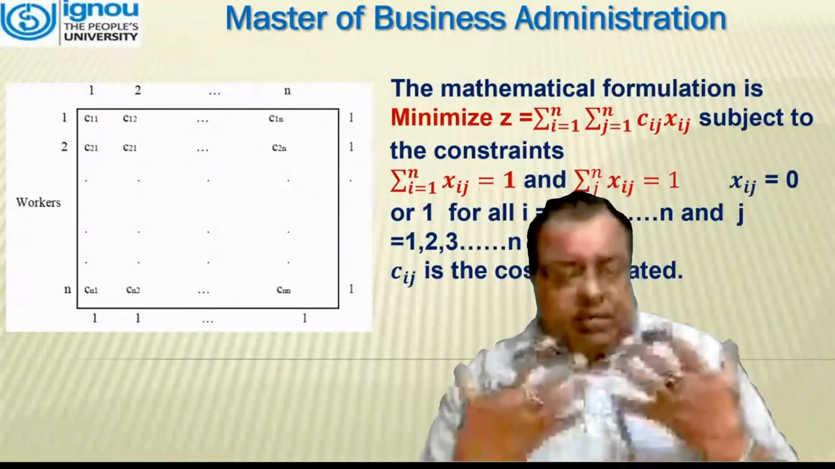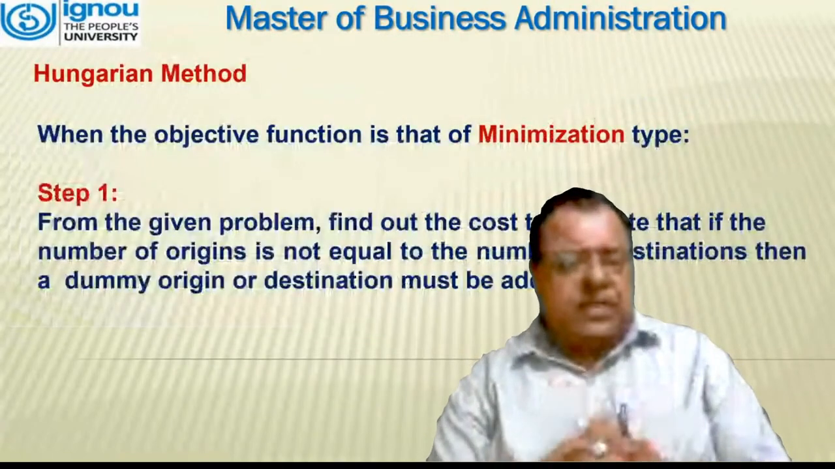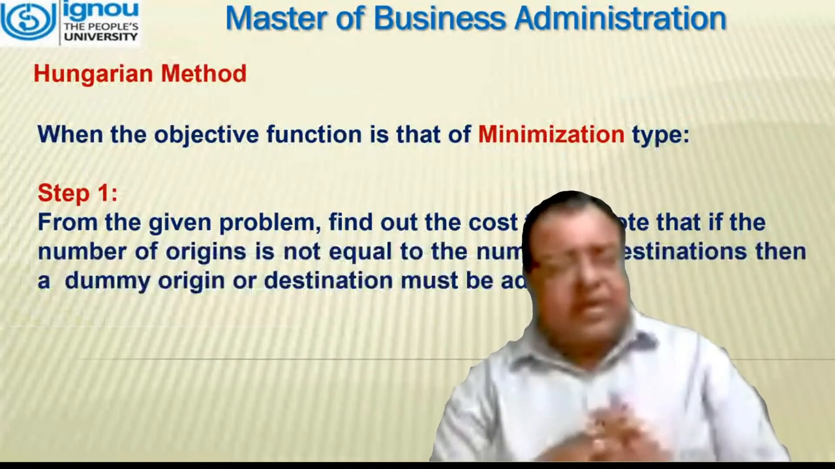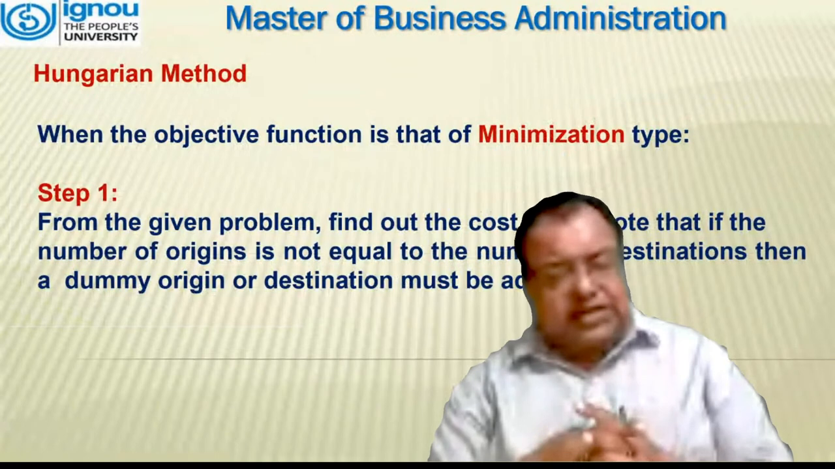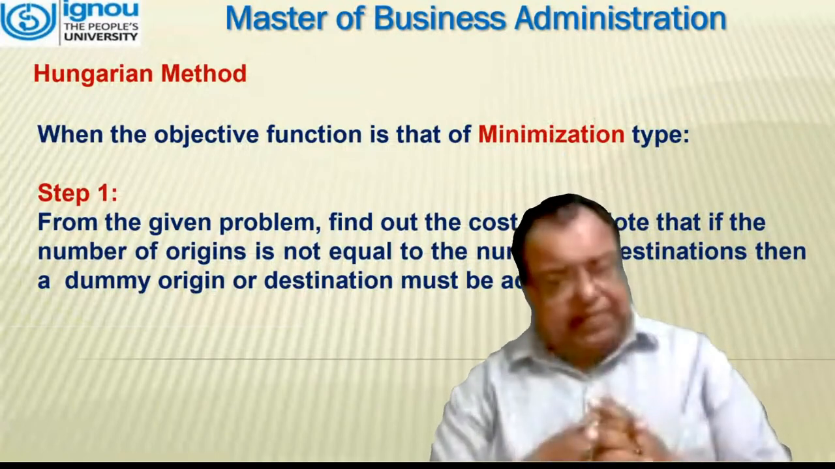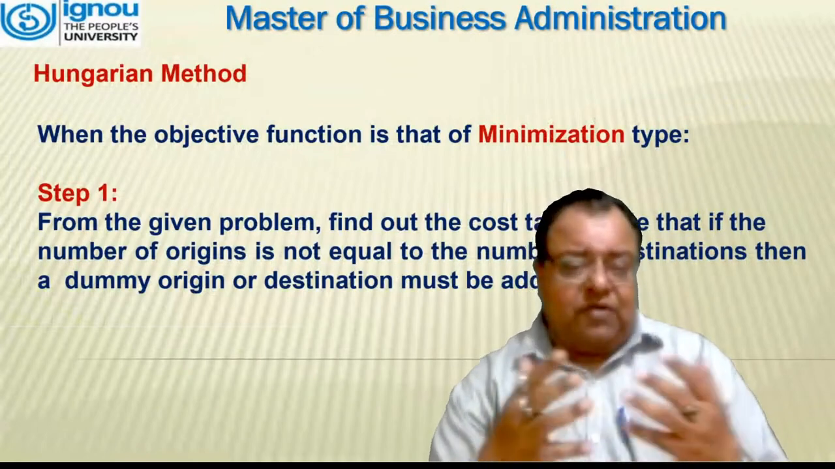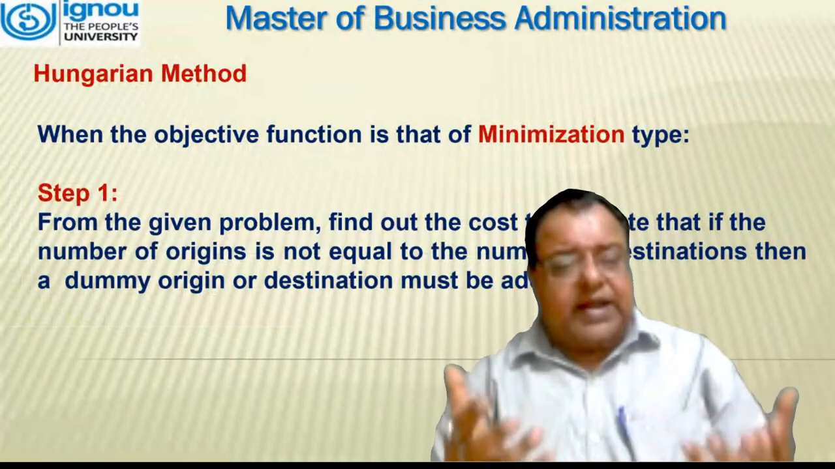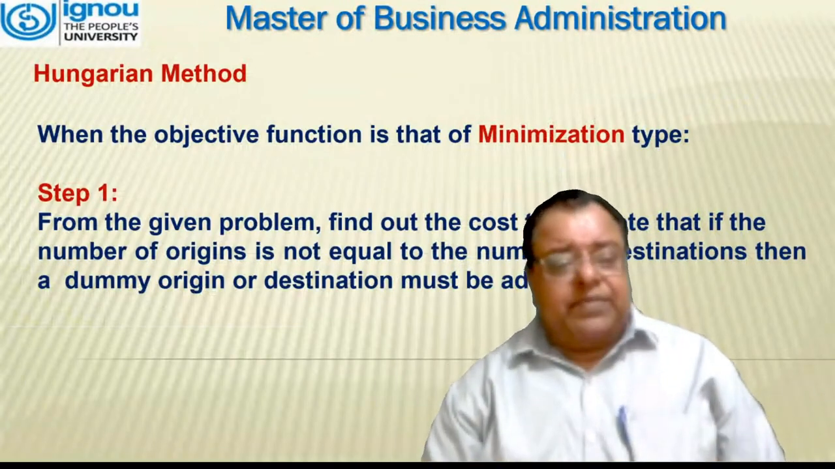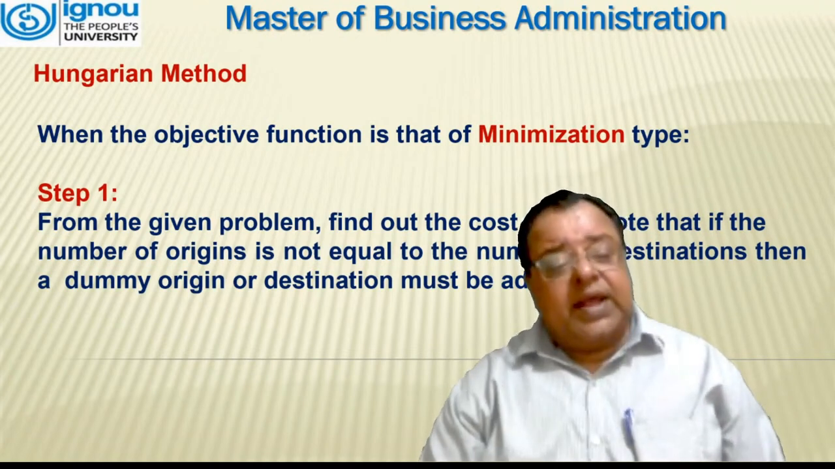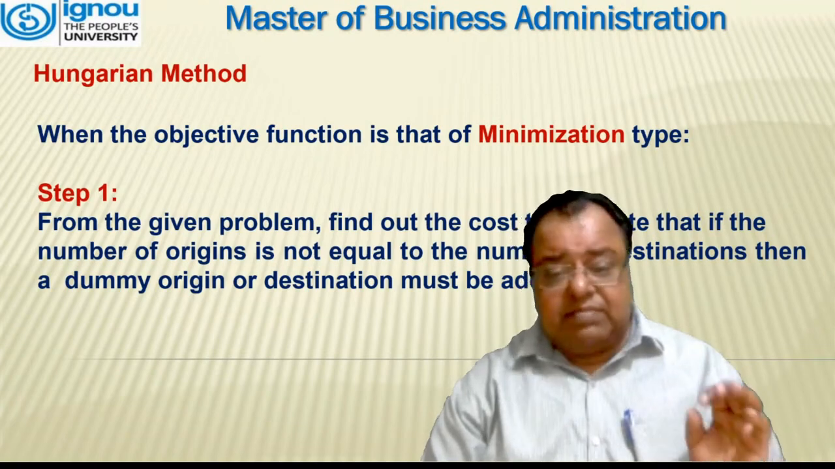The most common method which is used in assignment problem is the Hungarian method, where the objective function is that of minimization of time. First of all, we will go through the different steps which will be followed while solving the problem, and later on, we will look at the problem. Step one, from the given problem, find out the cost table. Note that if the number of origins is not equal to the number of destinations, then a dummy origin or destination must be added.